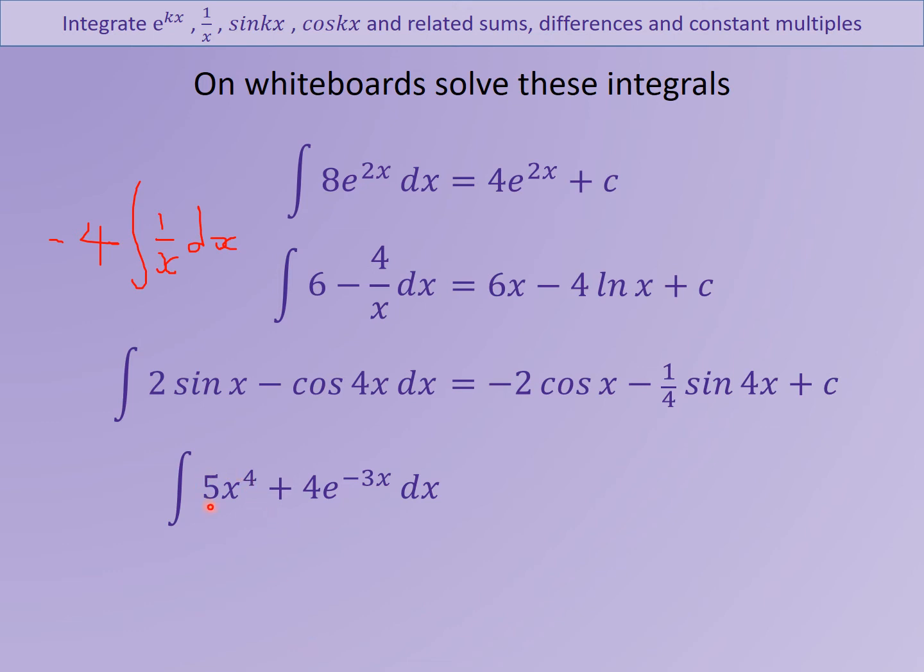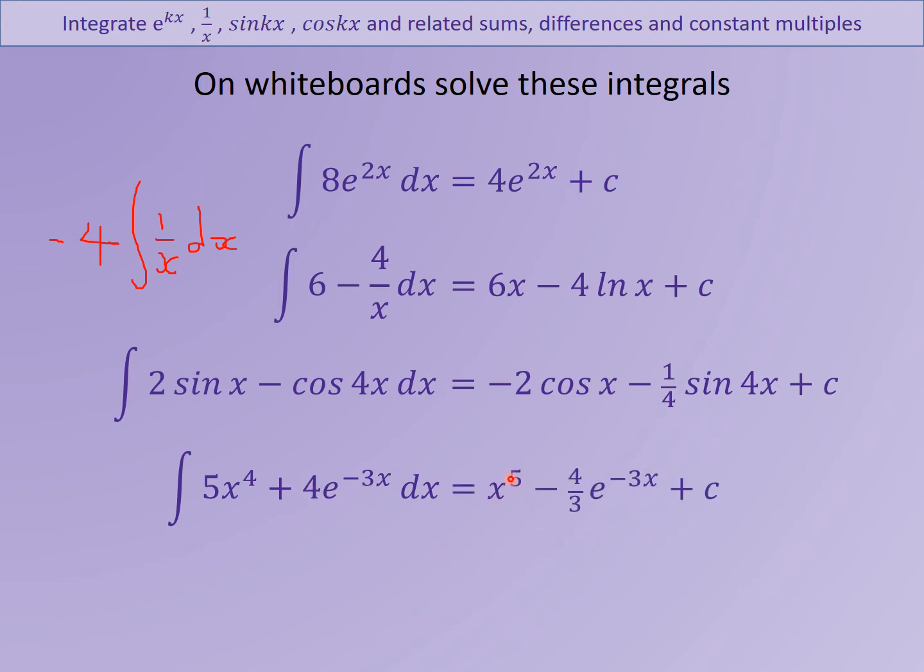Okay, so hopefully remember your rules from last year. Nothing's changed. You integrate this, increase the power by 1, divide by that new power. So I'll get 5x to the 5 over 5, but the 5's will cancel out, leaving me just x to the 5. This one, the minus 3, if I'm integrating it, get divided. So it goes to minus 4 over 3, e to the minus 3.